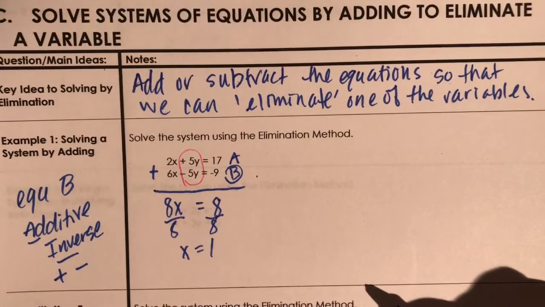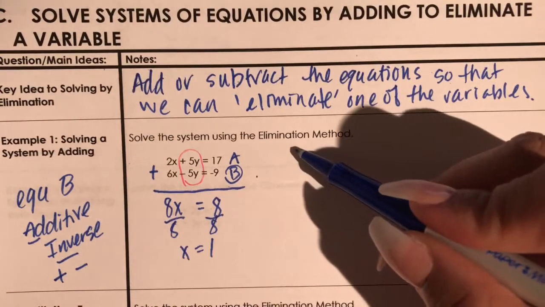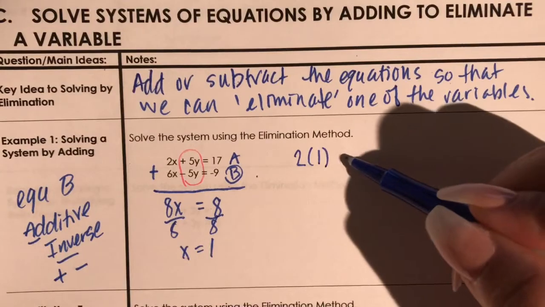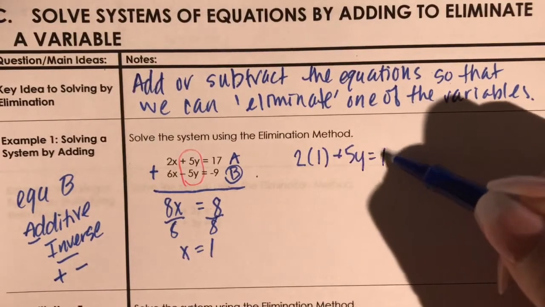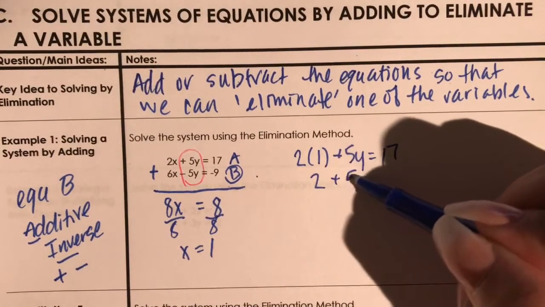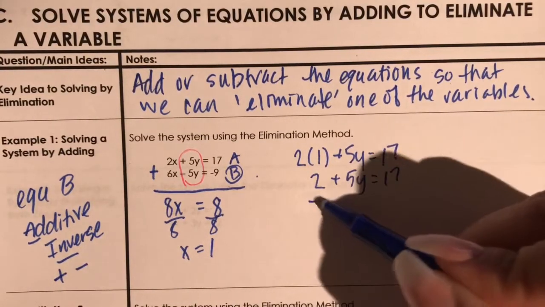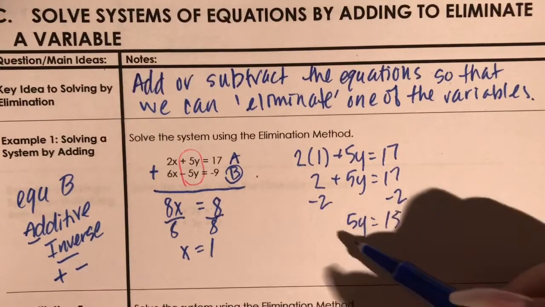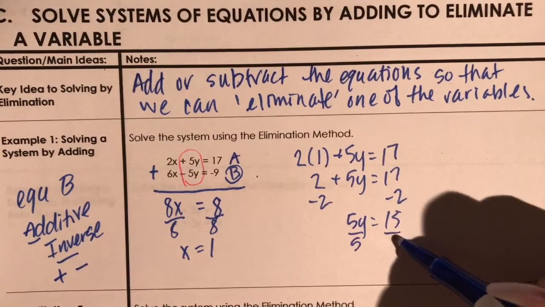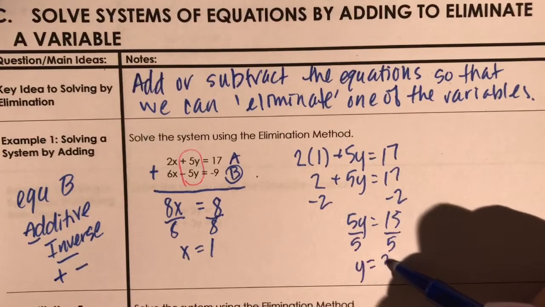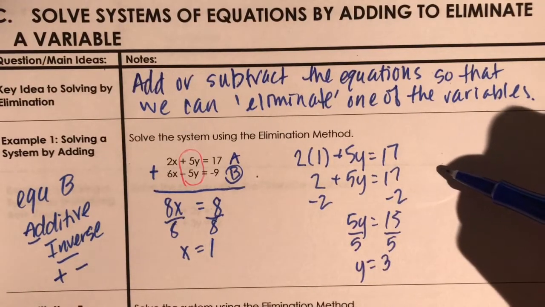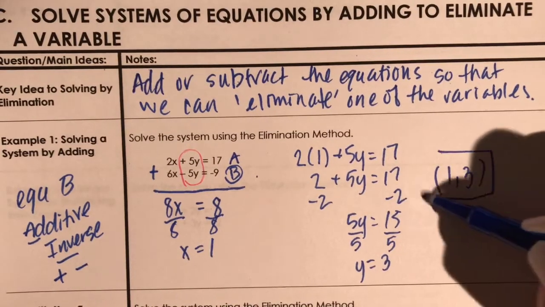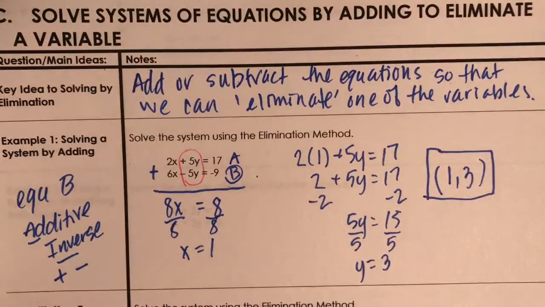So we want to go ahead and solve for y. We're going to use the first equation, 2 times 1 plus 5y equals 17. 2 plus 5y equals 17, minus 2, 5y equals 15. Divide both sides by 5 because we want to get y by itself. Y equals 3. Our solution is going to be (1, 3). Remember, a solution is a point of intersection.